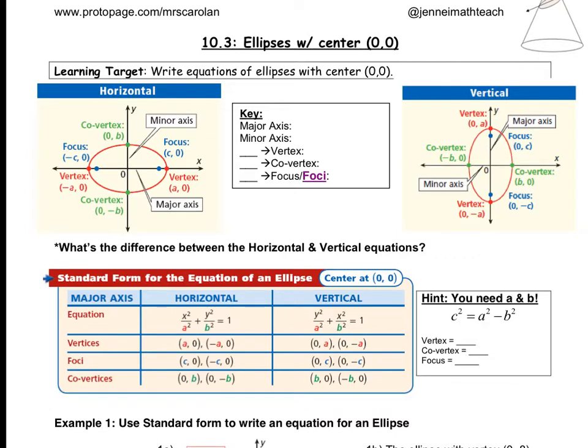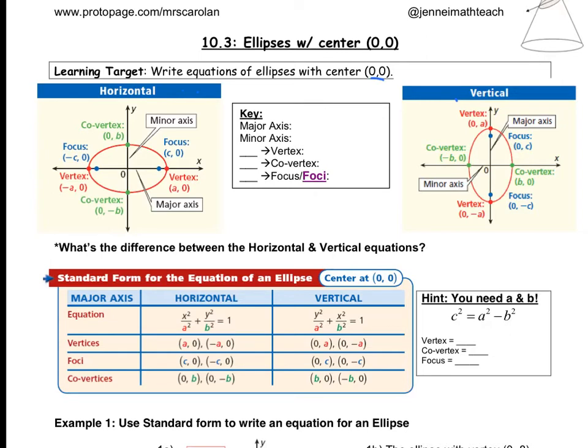Today we're going to write equations for ellipses. They're all going to be centered at 0, 0. So we have to understand all the different parts. We have two diagrams and two formulas because some of the info is for horizontal and the other is for when they're vertical. So we have to know what the major axis is.